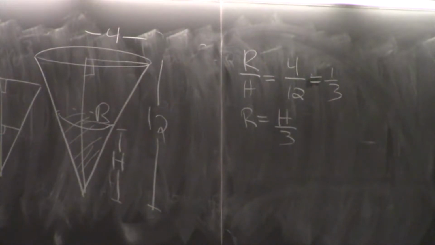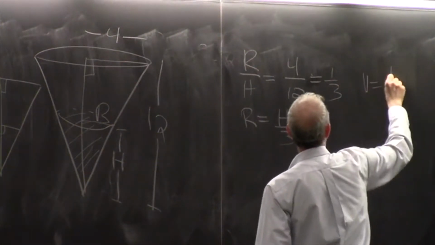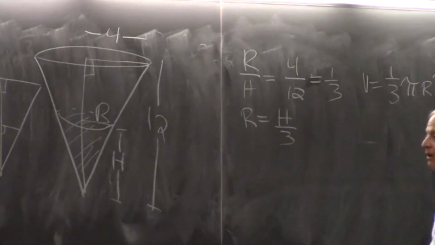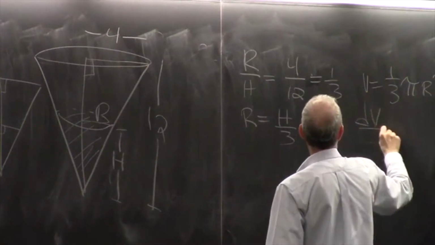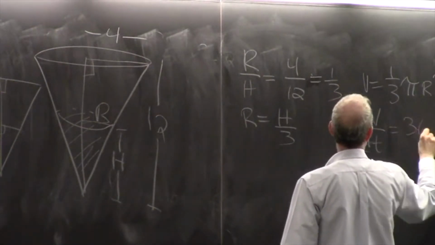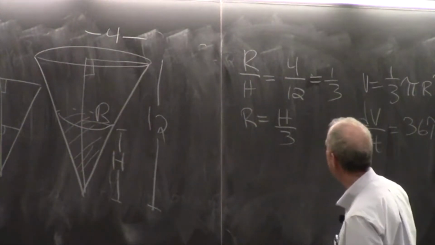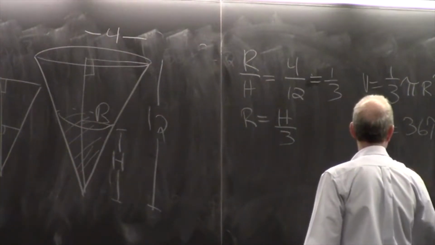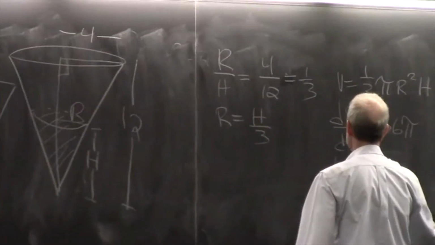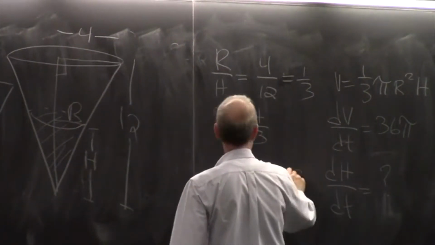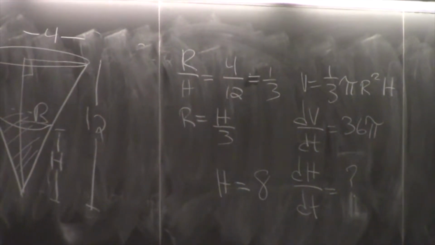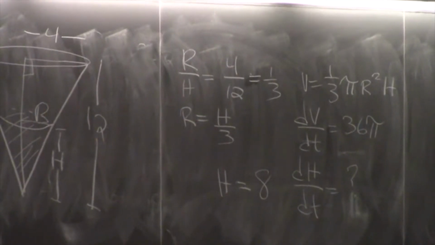Okay. Now we know how to find the ratio of the radius to the height. The volume of the cone is 1/3 pi r squared h. And we know that the volume of the water is increasing at 36 pi. We want to know what is dh/dt when h equals 8. That's the information that we have.